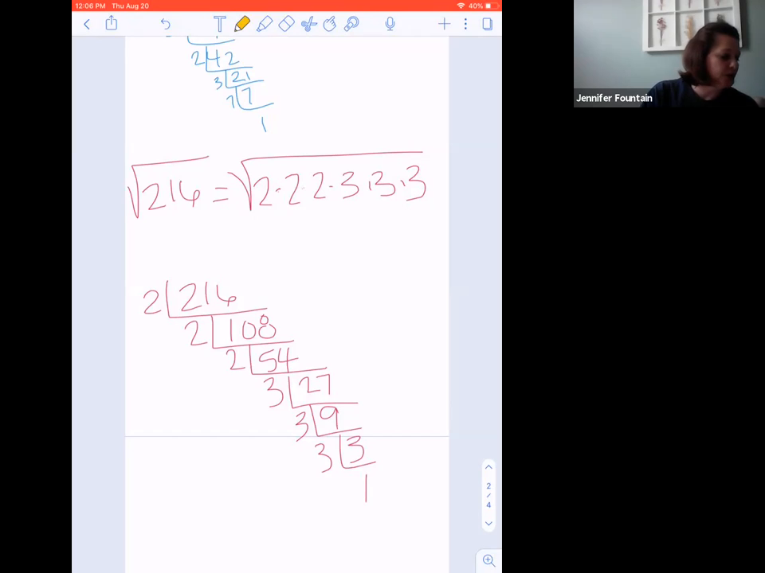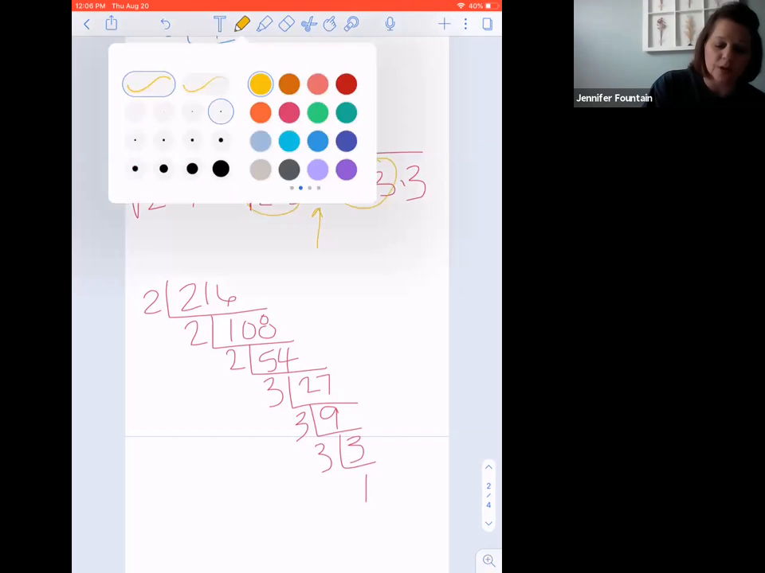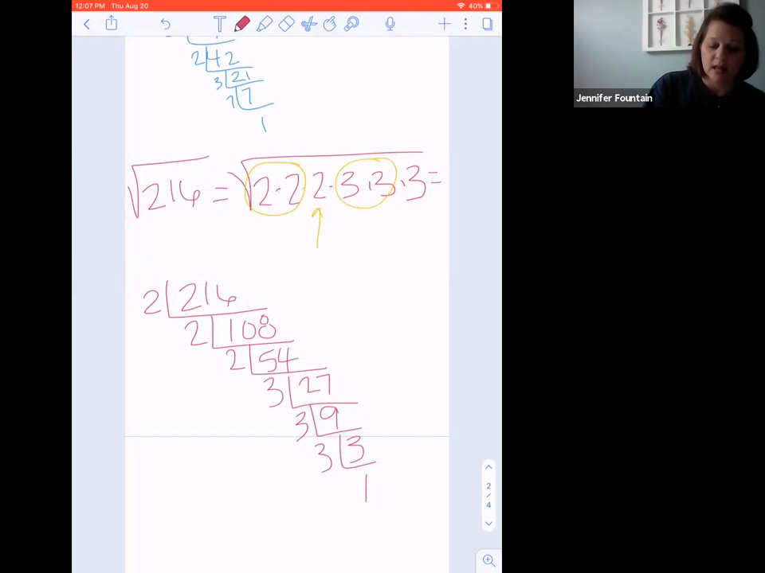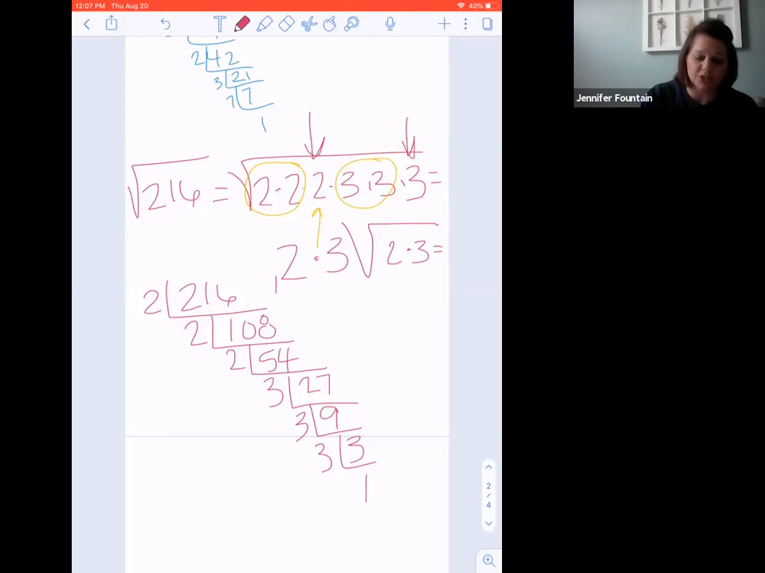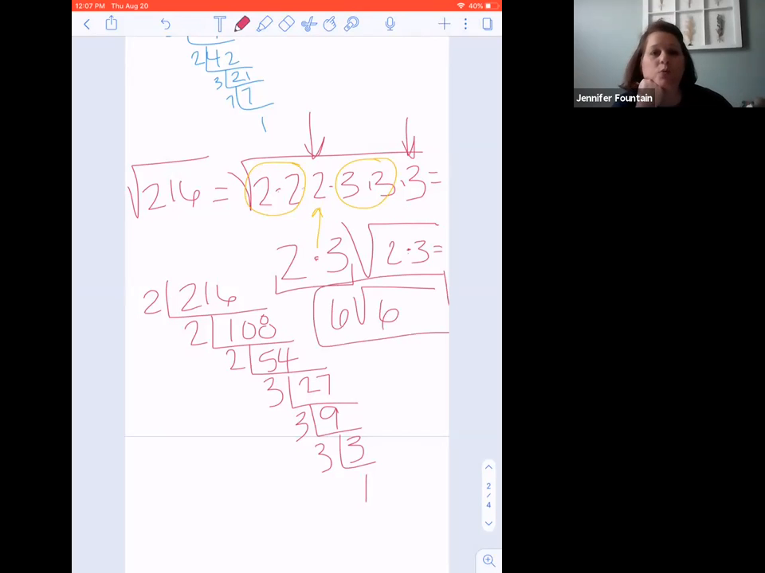So Richard, what we did here is we've got our prime factors. We said our index is 2. So now we're going to circle 2 2s. That 2 is by himself. He doesn't have a buddy, so I got to leave him alone. And I've got 2 3s. So now with those numbers that I circled, I'm able to pull a 2 out. I'm able to pull a 3 out. And then underneath the radical, I still have a 2 and a 3. So now I'm going to multiply 2 times 3, and that is 6. And then under the radical, 2 times 3 is 6. So my answer is 6 times the square root of 6.